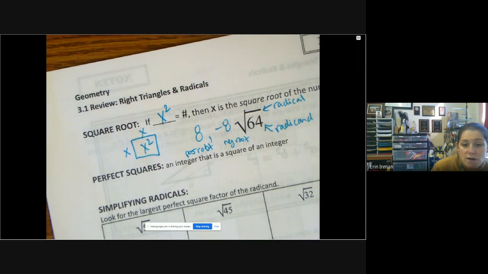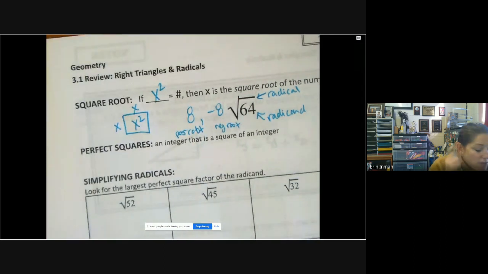In geometry, the majority of the time we are just looking at the positive root because a lot of times we're using this to solve a distance or a length or a measure. And most of the time, distance is always going to be positive. Okay, so the majority of the time we are going to be using the positive root, but just realize that there are going to be negative roots that can come into play.